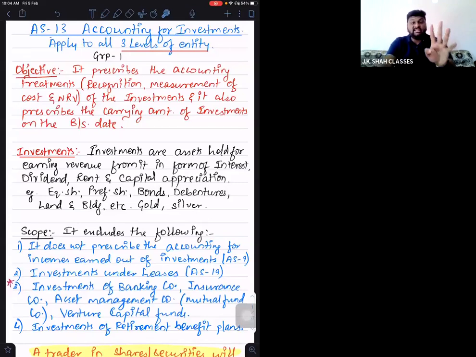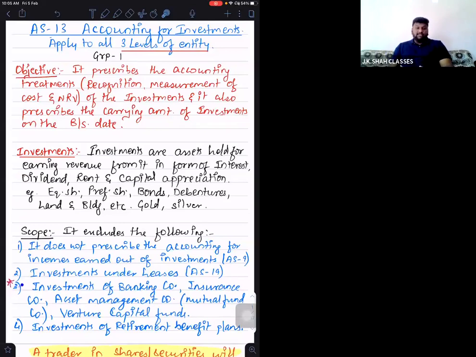See, renting and leasing is different. Renting is generally for a short period, but leasing is for a very long period. Right? So leasing will be covered in AS19, and when you rent land and building, it is as per AS13 only. But when you are leasing a land and building for long term, then it can be covered under AS19, because land and building can be given for lease. Generally, land is given for lease for 50 years or 99 years. Right? So it will be covered by what? AS19.